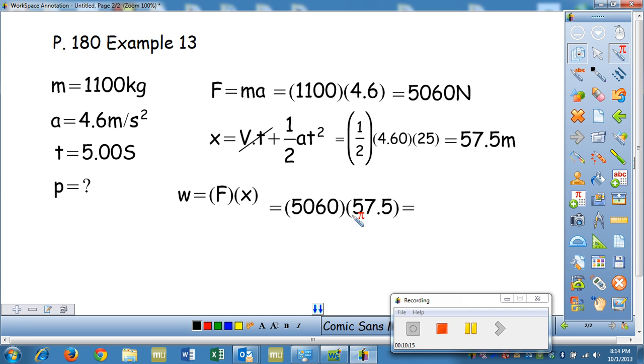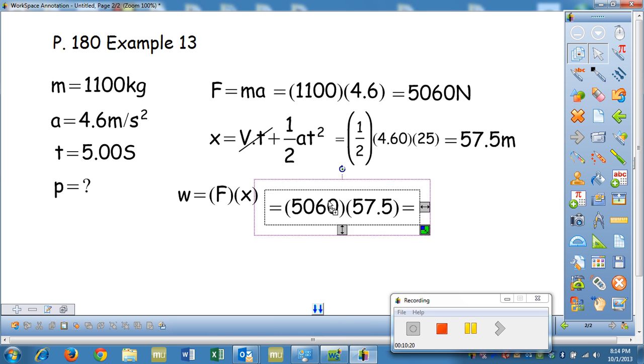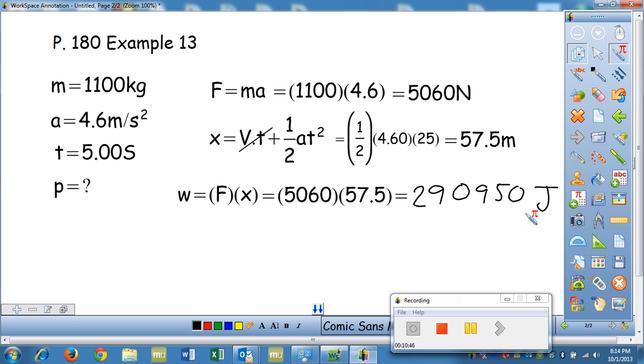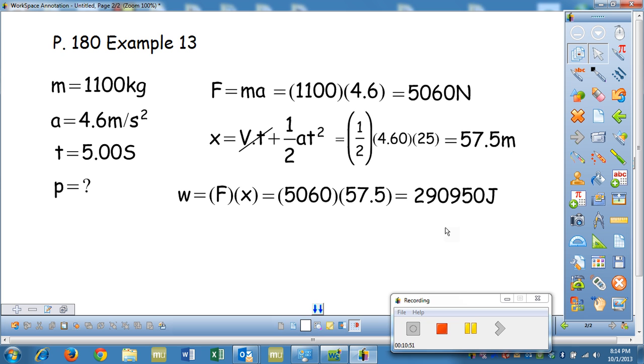And now let's see, take 5060 times 57.5. That's how much work is actually done to accelerate the car. And that is 290,950 joules. Okay, it takes that much energy, that much work.